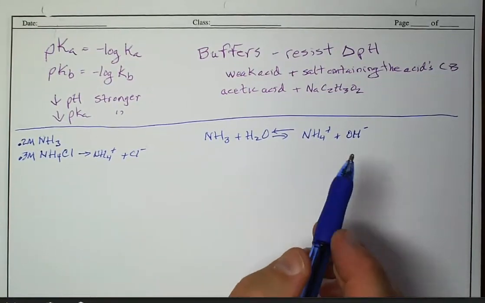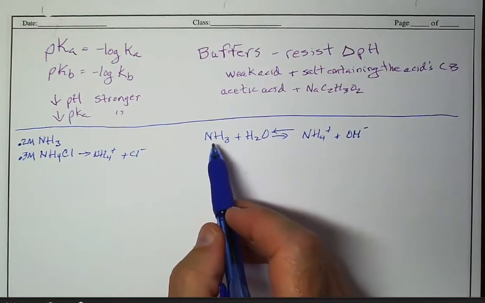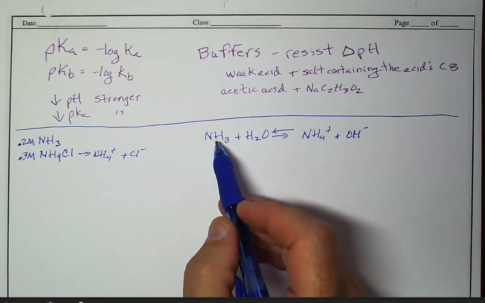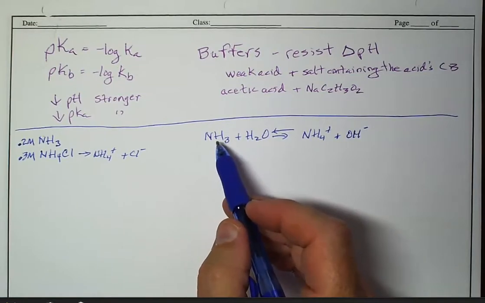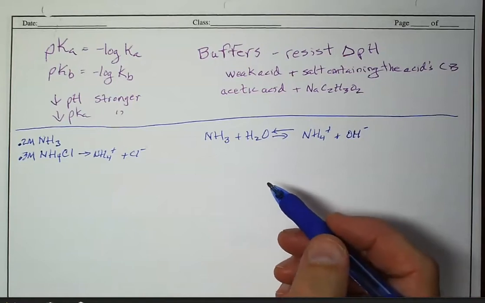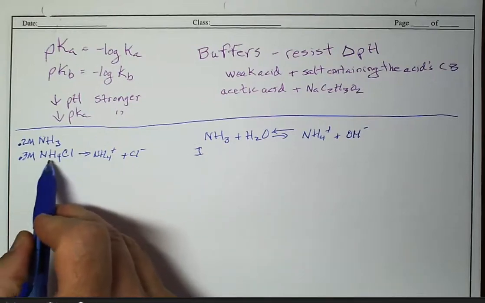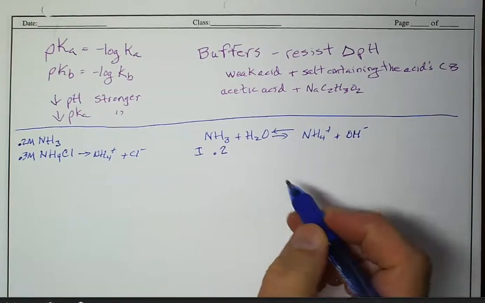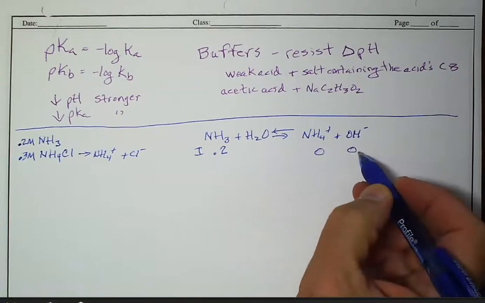So that lets us see that this is a base. Okay? This accepted a proton. It provided a pair of electrons for the acid to bond to, the hydrogen to bond to. Again, the term that's universally used is donated the pair of electrons, but again, I don't like that word, but that's okay. It's not up to me. So let's first do this with no ammonium chloride. What if we just had 0.2 molar ammonia? When we first put the ammonia in the water, there is no ammonium, there is no hydroxide.